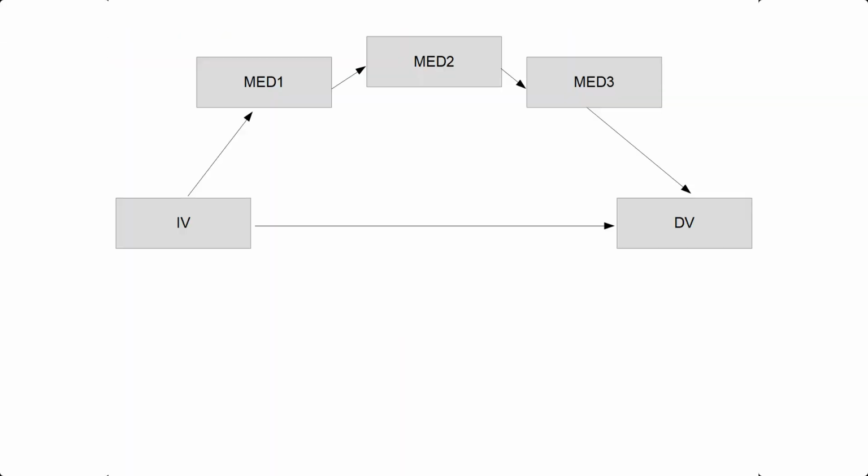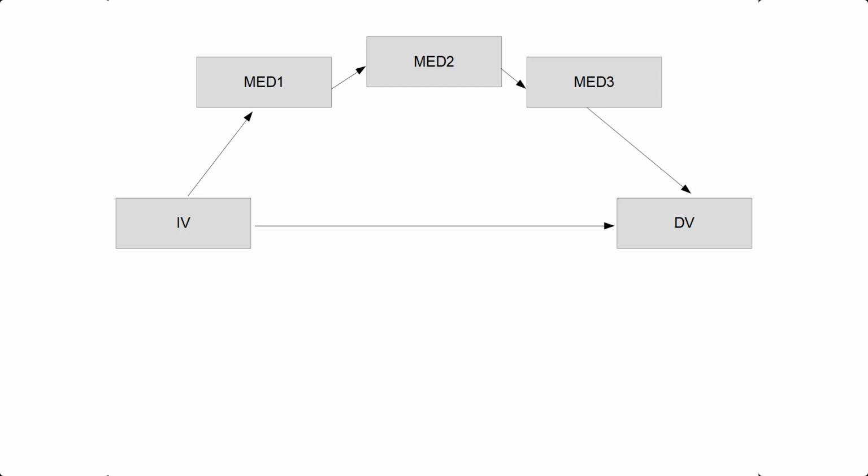Let's look at a second example, and this is an example where there is no PROCESS model number. So if you want to test this model, you have to program it yourself. This is a serial mediation, so it looks a little bit similar to PROCESS model 6, but in the case of PROCESS model 6, there are many more effects. So you would have effects from the independent variable to the mediator 2 to mediator 3 and so on. So if you want to test exactly this model, you would have to build it yourself, which is quite easy, because here we don't have a moderator. Therefore, we only need the B matrix, not the W matrix.